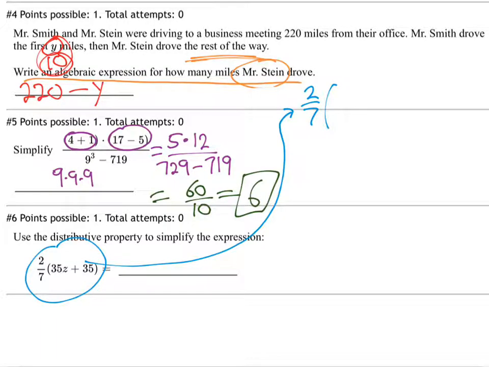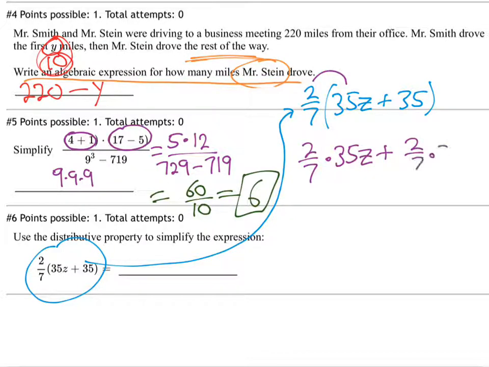2/7 times 35z plus 35. Okay, so now really you could just use a calculator, and that's fine. But I'm going to go ahead and do it slowly by hand. But if you want to just take your calculator and go 2 divided by 7 times 35, you'll get 10, and that's great. But I'll show it slowly. 2/7 times 35z plus 2/7 times 35. That 2/7 goes to both, doesn't it?